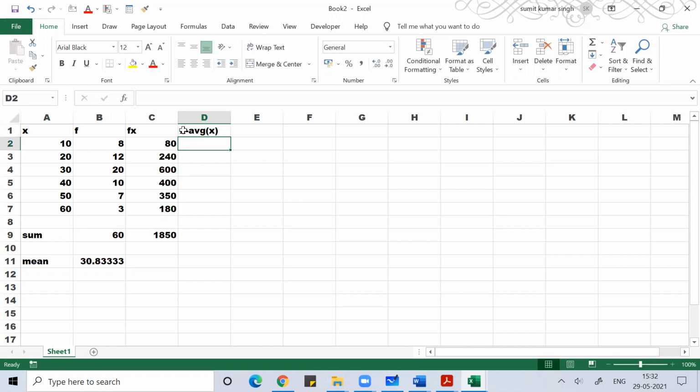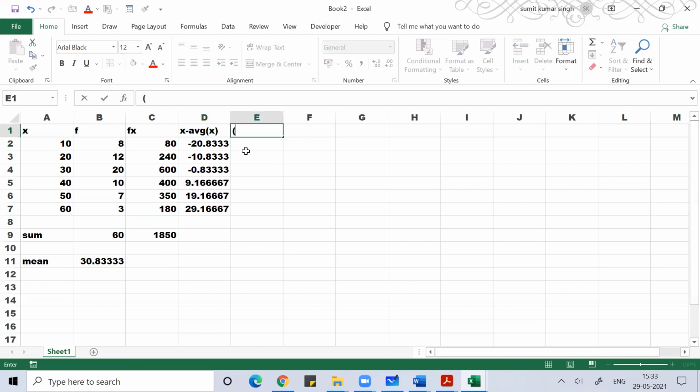I hope you understand that x minus x bar is what I wrote. Fix the cell by pressing the F4 key. Just copy this, and you got x minus x bar. Then do the square of this, that is what we need, no? x minus average of x, we'll do the square of that. Squaring negative or positive, all will be positive.